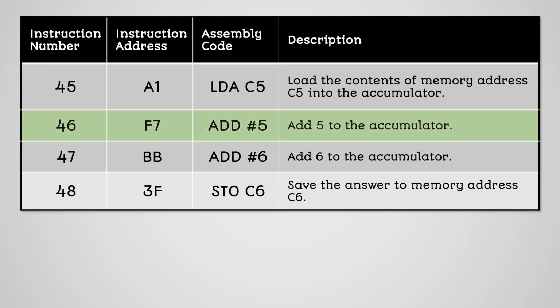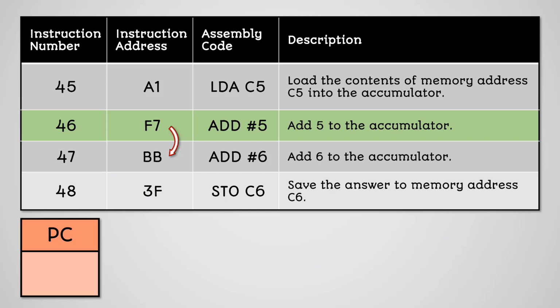The program is currently running the instruction found at address F7. The program counter stores the address in RAM of the next instruction to be executed. This normally just increments from one instruction to the next. However, sometimes an instruction will modify the next address, so we leave the sequential increments. In our example, the next address to be processed will be BB. So BB will be stored in the program counter.